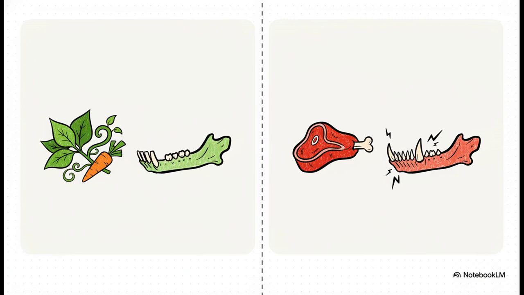To break this down, let's compare the 2 major dietary groups. On one side, we have herbivores. If you look at the terminology, the prefix herbi means plant and vor means eater. Simple enough, these are animals that strictly consume plant material. On the flip side, we have carnivores, carni meaning meat. These are meat-eating animals that specifically have to tear flesh and hold on to struggling prey. Because their diets require entirely different mechanical actions, they fundamentally require entirely different dental toolkits.